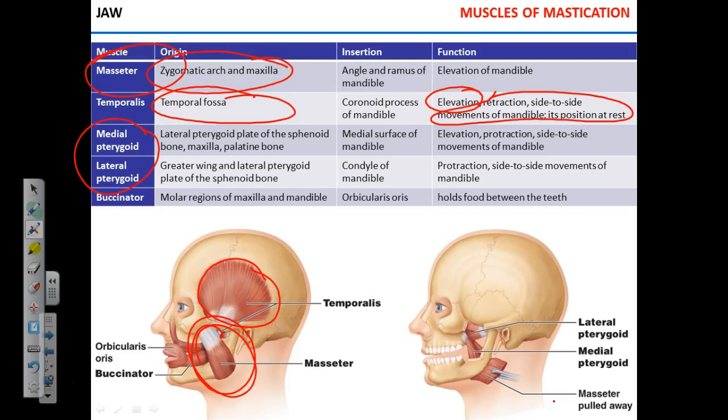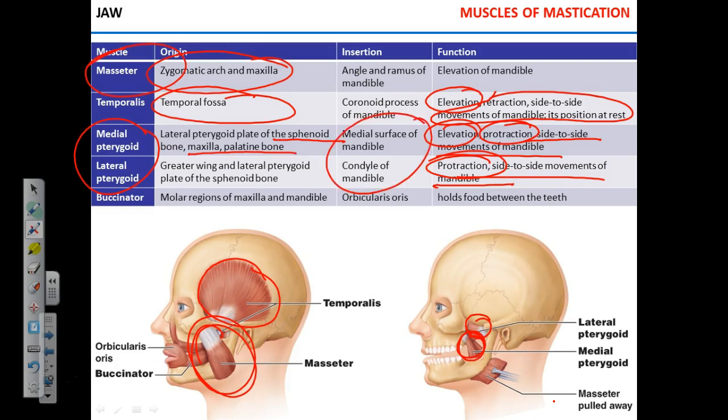Two pterygoid muscles. You can see them here. So lateral and medial pterygoid muscles. They are synergists in the elevation, protraction, and lateral movements. Okay? So they connect deep bones of the skull, such as the sphenoid, maxillary, and palatine bone, to the mandible.